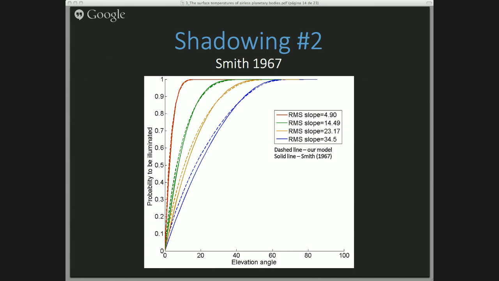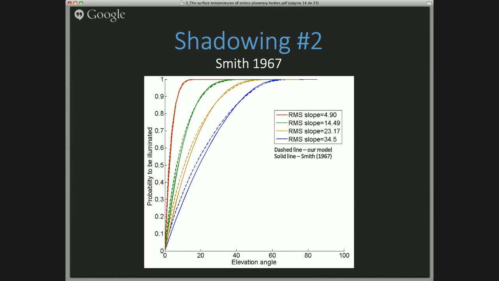So Smith counts that as a single shadowing, right? Because this facet has twice the probability to be shadowed, but it's actually counted only once. The shadowing is counted only once. So that's why our model is a bit more illuminated at very high angles.